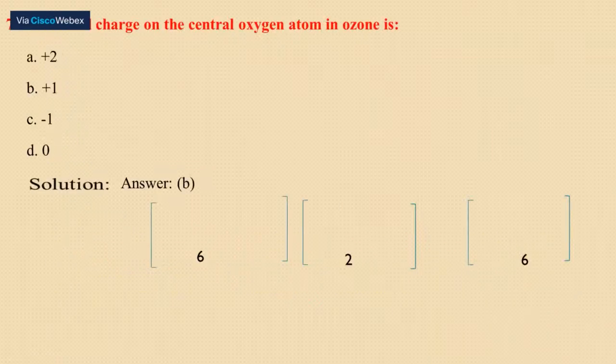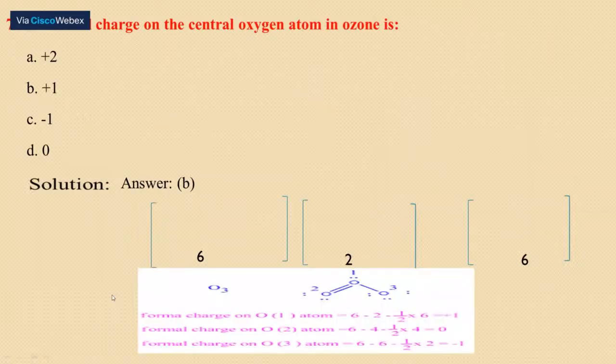Now consider the formal charge on the central oxygen atom in ozone. What is the formal charge? They are not asking about the overall charge present on the ozone molecule. They are asking what is the formal charge you can expect on the central atom present in the ozone molecule. The options given are plus 2, plus 1, minus 1, and 0. Let us see the solution part.